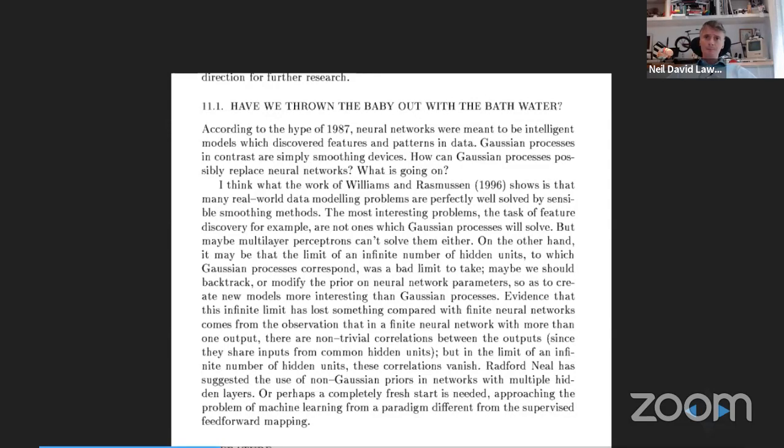What he sort of says is, neural networks are supposed to be intelligent models that discover features and patterns in data. Bear in mind, this is 1997, right? So you can see how little is new in terms of what people are saying about neural networks, because people have been saying that since 1987, as he is saying here. Gaussian processes are, in contrast, simple smoothing devices. How can GPs possibly replace neural networks?